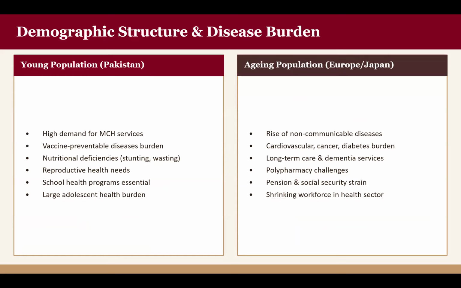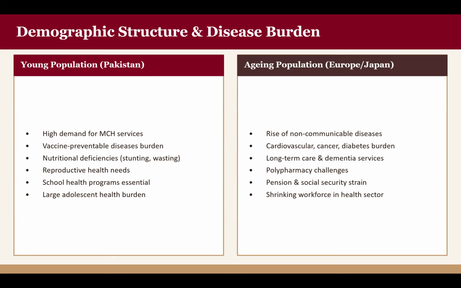So now we come to demographic structures and disease burden. For example, in the case of Pakistan, the majority is a younger population. So there is high demand for maternal and child health services. Vaccine preventable disease burden is very high, and that's why vaccination is very important. There are many nutritional deficiencies like stunting and wasting in children in Pakistan. There are enormous reproductive health needs. School health programs are essentially needed, and there is a large adolescent health burden.